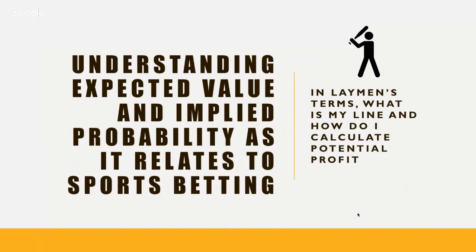And what's happened in sports betting is that expected value and implied probability, those are math terms that have been applied to sports betting. In my opinion, I think it confuses the average sports bettor. So all you really need to know as it relates to expected value and implied probability is what is on the right-hand side of the screen. What is my line and how do I calculate profit potential?